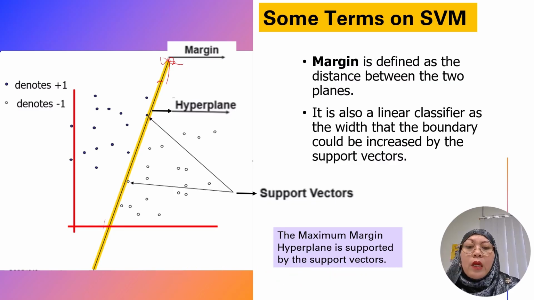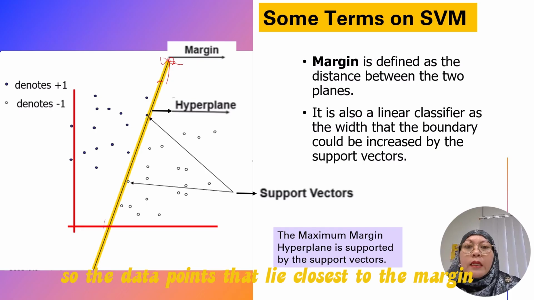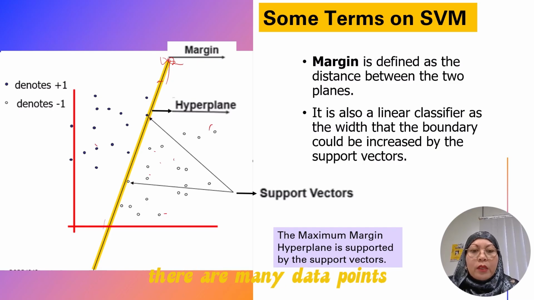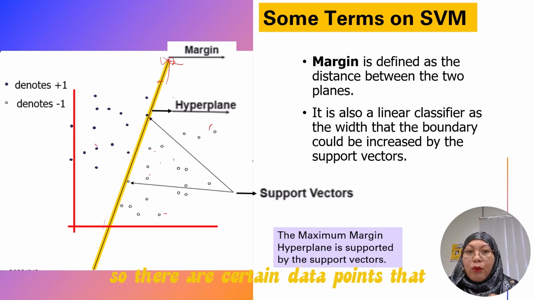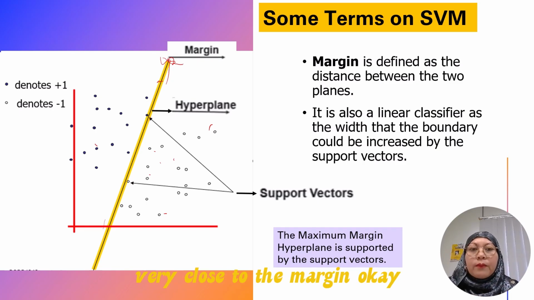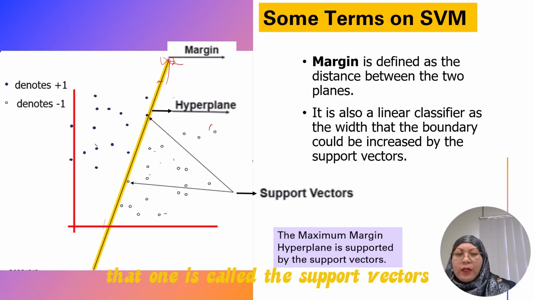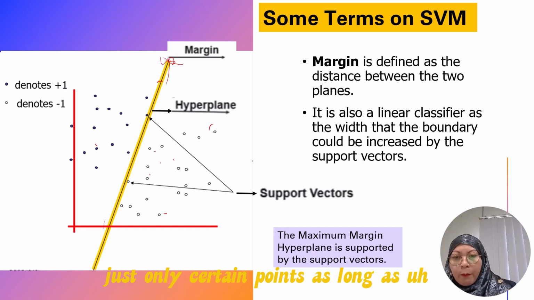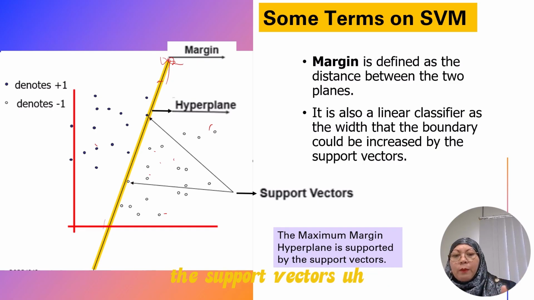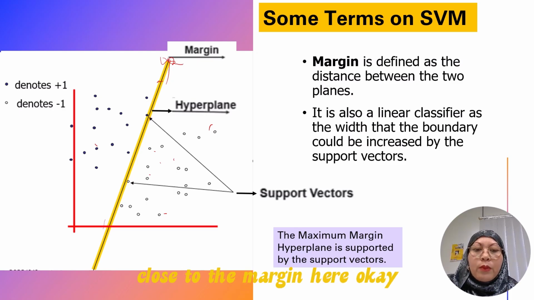Now let's move to the support vectors. What is it actually? They are the data points that lie closest to the margin. There are many data points, but certain data points are very close to the margin, and these data points influence the position of the hyperplane. Those are called the support vectors. Not many vectors can be considered support vectors; these are only certain points close to the margin.